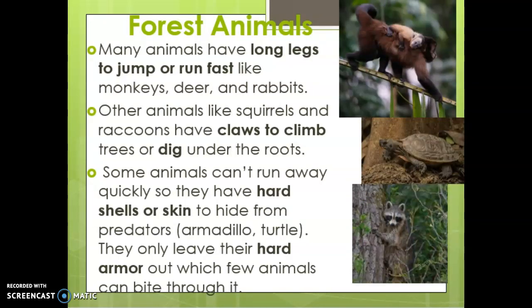Forest animals. How do they survive in the forest? Many animals have long legs to jump or run fast, like monkeys, deer, and rabbits. Other animals, like squirrels and raccoons, have claws to climb trees or dig under the roots, as shown here. Some animals can't run away quickly, so they have hard shells or skin to hide from predators, like the armadillo and the turtle. They only leave their hard armor out, which few animals can bite through.